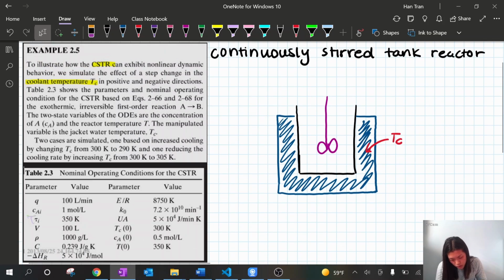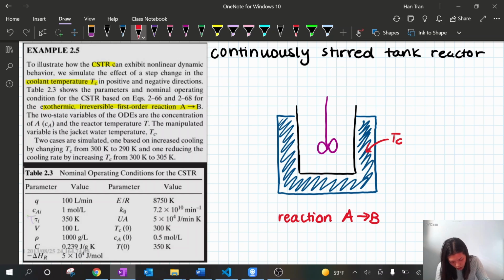And we are also told that we have an exothermic irreversible first order reaction A to B. So there's a reaction going on that is from A to B.